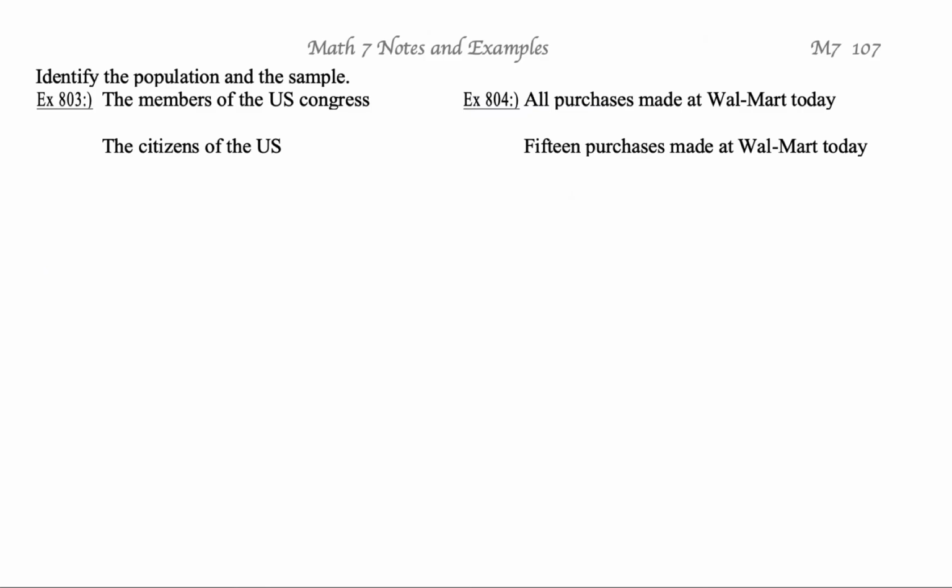Okay, identify the population and the sample. The members of the U.S. Congress and the citizens of the U.S. Well, the citizens of the U.S. would be the population. And we have a representative republic in which members are elected to the U.S. Congress to represent us. And they are a sample. They are the sample that actually governs. Well, they legislate. I guess the president governs, the governor governs, the local mayor governs.